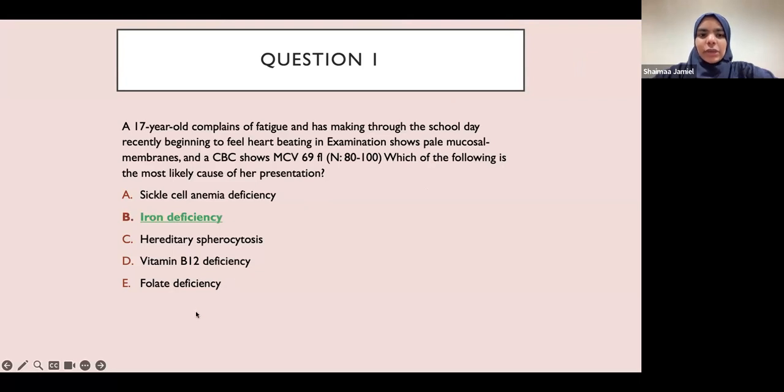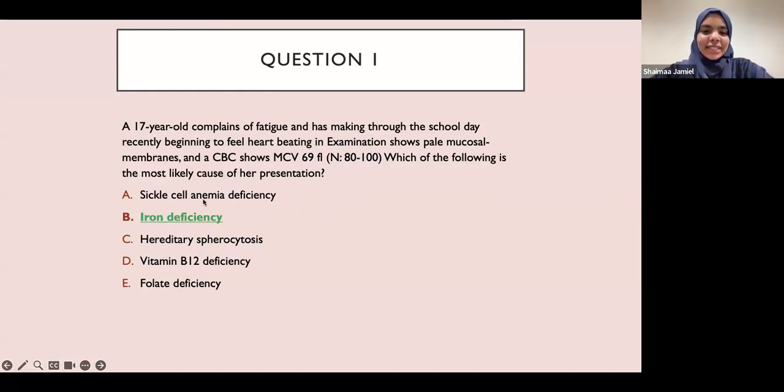Why is it? So number one, or the main reason, is that the MCV is low, which is below normal. The normal is 80 to 100. So always look at the exam, the normal. If it's below normal, then it's microcytic. B12 and folate are out of the question. They're both macrocytic. Hereditary spherocytosis, not really what our topic was about today.